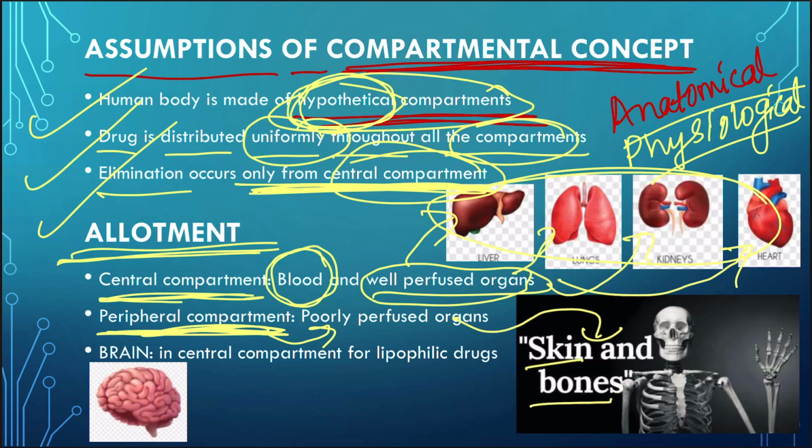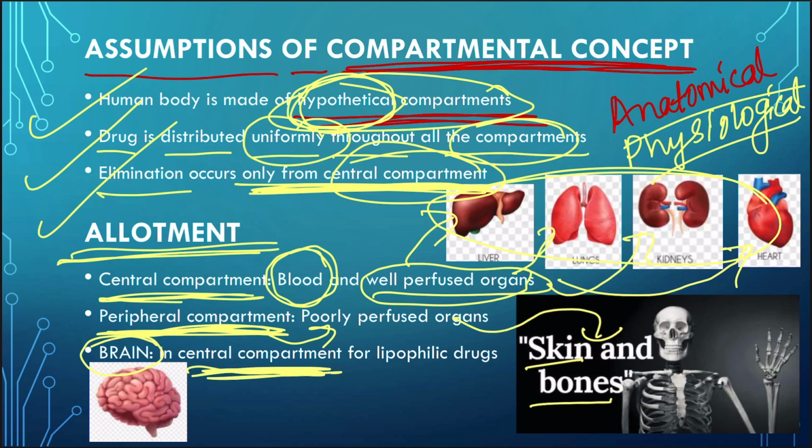Then there is one special case, the brain. The brain can be either a part of the central compartment or a part of the peripheral compartment, but it depends upon the drug we are giving, the pharmacokinetics of the drug which we are studying. Suppose the drug is hydrophobic in nature, that is, lipophilic. It means it can easily cross the biological membranes, and as a result the drug can easily enter the brain by crossing the blood-brain barrier. So in that case, the brain will come under the central compartment.